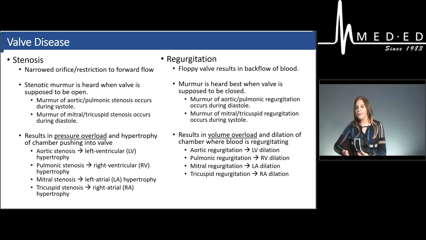And then with mitral regurgitation, I think about how blood normally moves to the mitral valve, and it's from the left atrium down into the left ventricle. And so if the mitral valve is regurgitating, that's going to occur during systole, where you have the backflow of blood from the ventricle back up into the atrium. And so during mitral regurgitation, you would have left atrial chamber dilation. And during tricuspid regurgitation, you would see right atrial dilation.